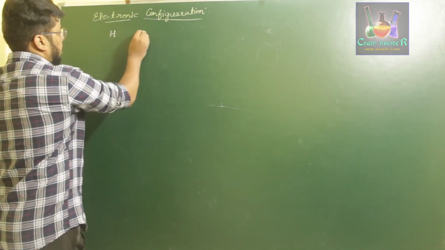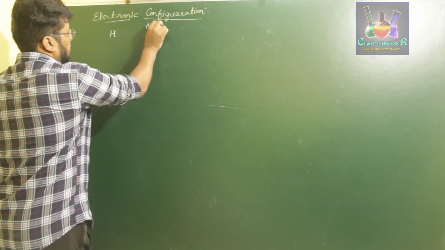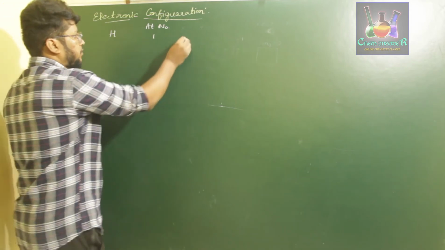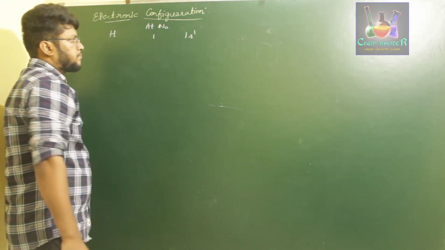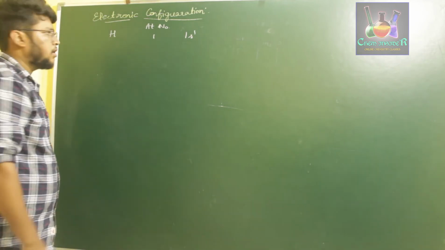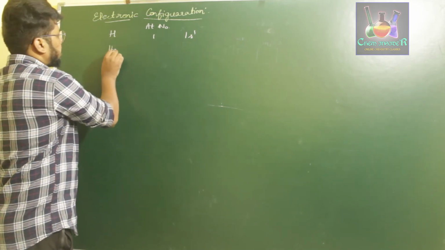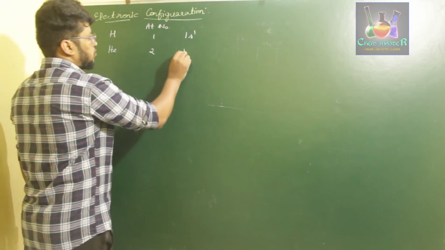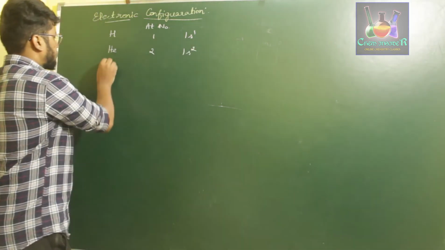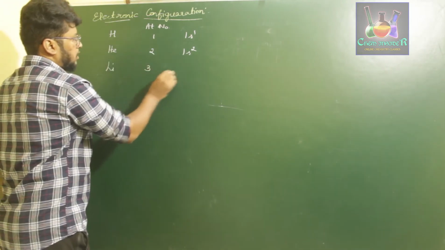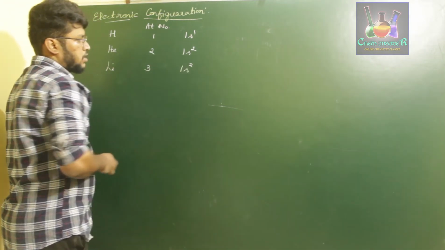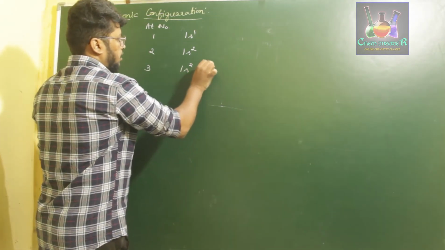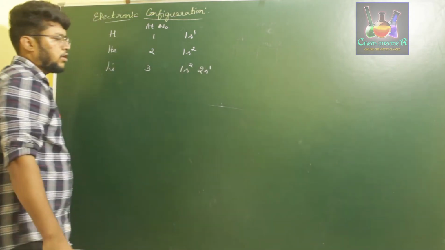Hydrogen's atomic number is 1, right? So the electronic configuration will be 1s1. For helium, it has 2 electrons, that is, the atomic number is 2. So the electronic configuration is 1s2. Next, for lithium, atomic number 3, 1s2. Since 1s2 is completely filled, it has to go to the next shell, that is with orbital 2s1. Okay, a total of 3 electrons.